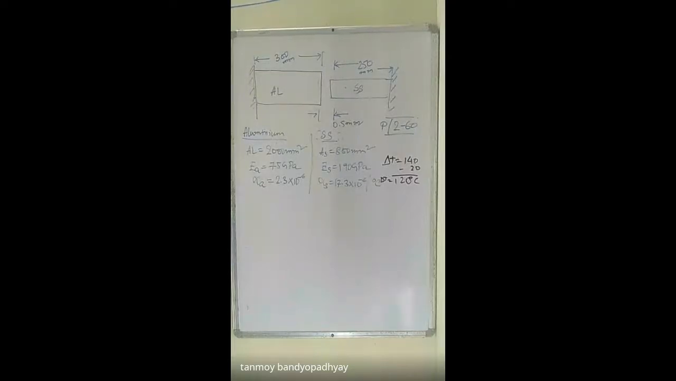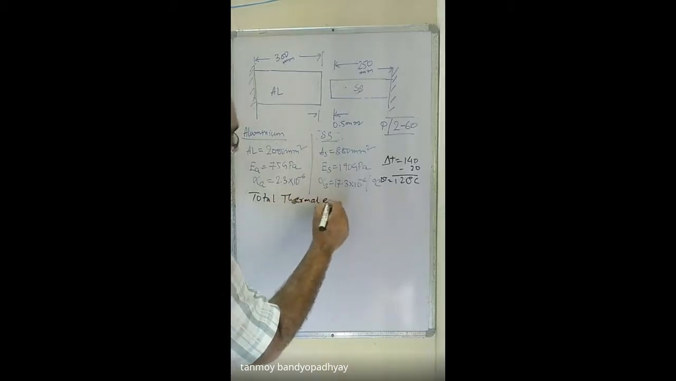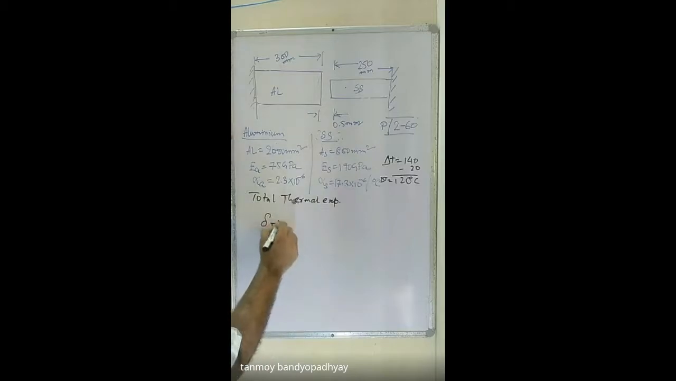So here you are supposed to find out the normal stress in the aluminium rod. So you have to find out the normal stress that gets developed in the aluminium rod, or what else? The change in length of the aluminium rod. So প্রথমে delta T টা বের করো, find out what is the delta T caused due to thermal expansion. So the total thermal expansion you calculate.